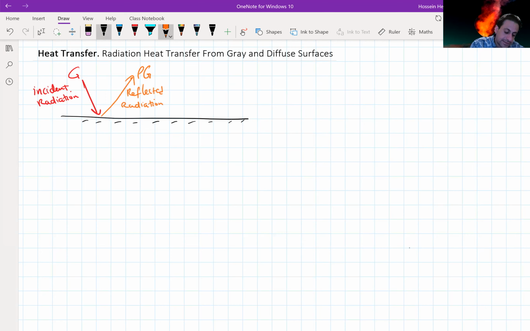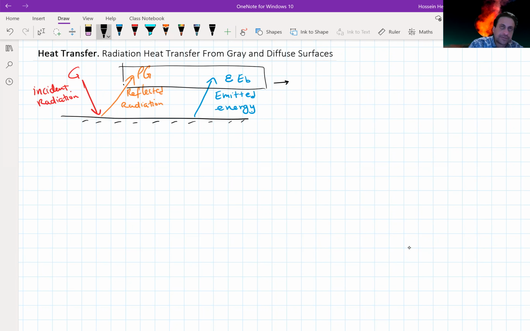And a gray surface can also emit energy at its temperature as a fraction of what the black body can emit. So let's say this is showing epsilon, the emissivity, times EB, and that is the emitted energy. Now these two terms are what we refer to as radiosity, and we show that by J.